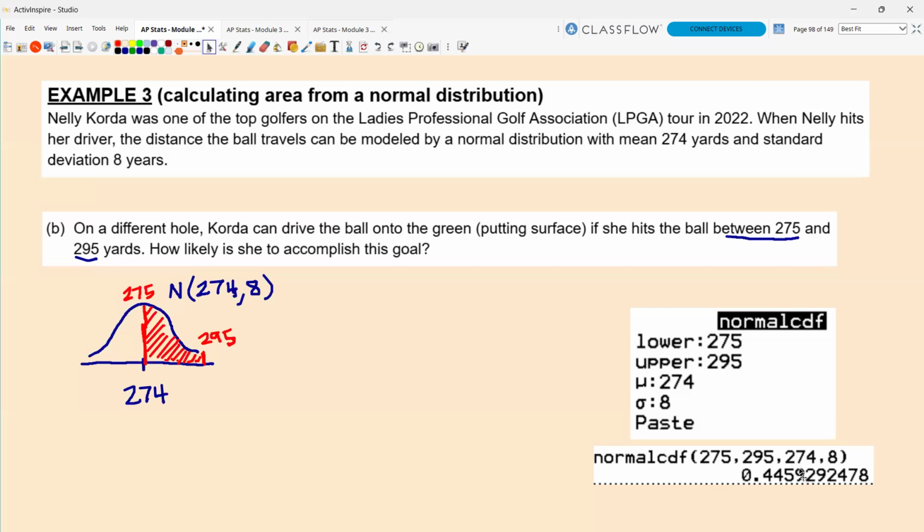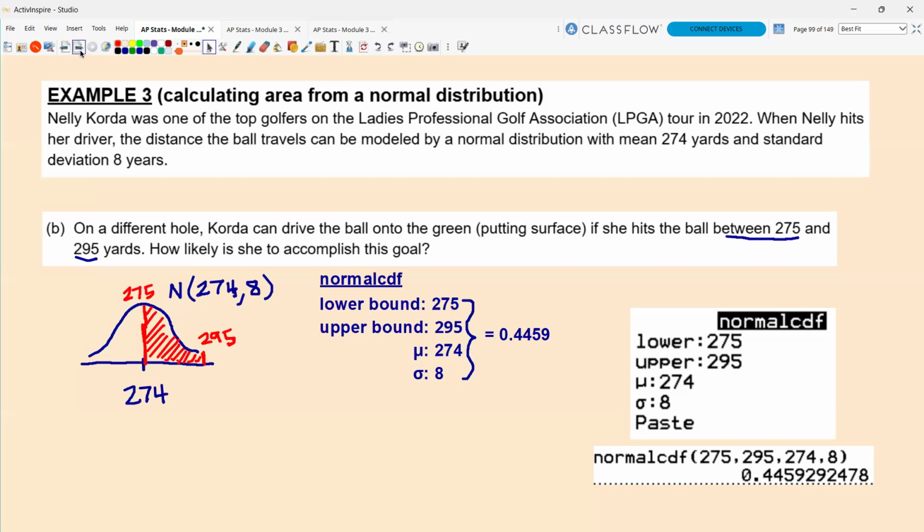So the question is, how likely is she to accomplish this goal? Well, I would say she has about a 44.6% chance of making the shot. So make sure you draw your sketch, you write your inputs, and you answer the question. Draw your sketch, write your inputs, answer the question.